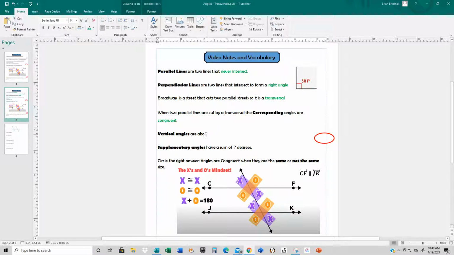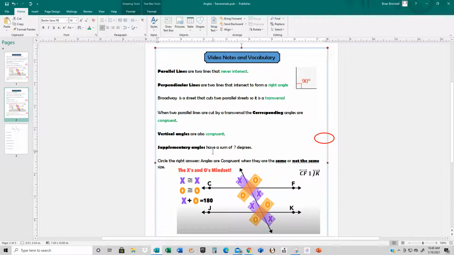All right. So vertical angles, sorry, are also congruent. Okay. So here in my picture, vertical angles are just the opposite, right? So X and X is a vertical angle. This O and this O is a vertical angle. Okay, they are going to be equal as well.